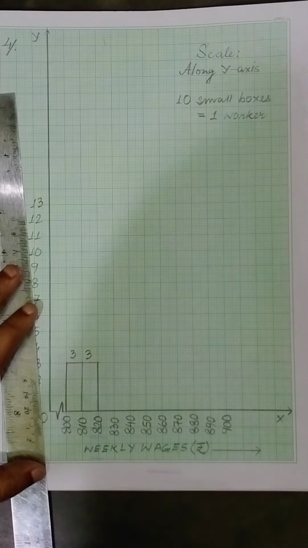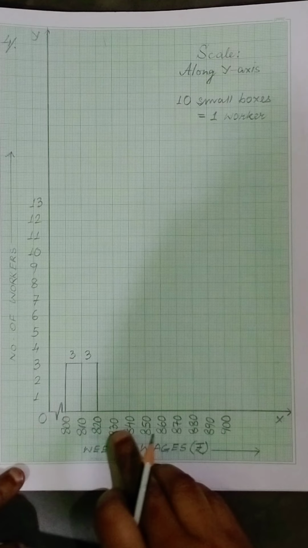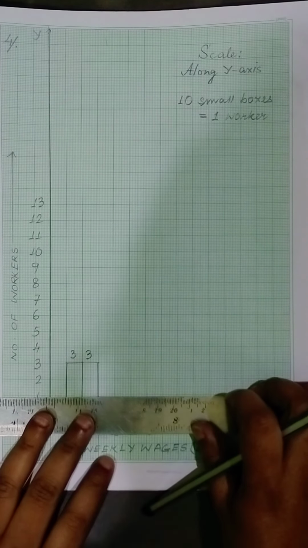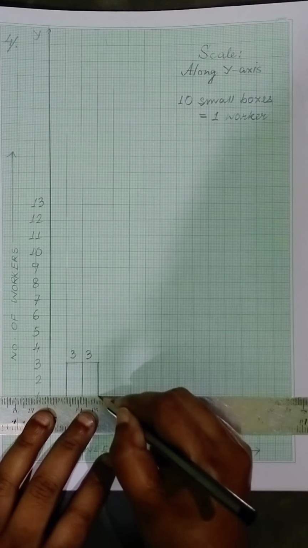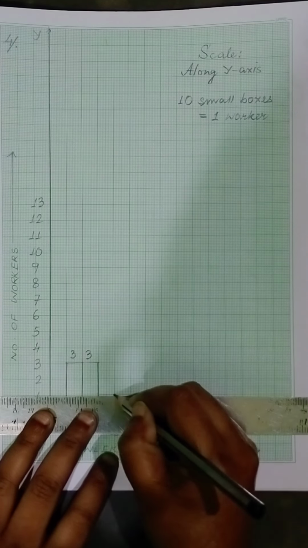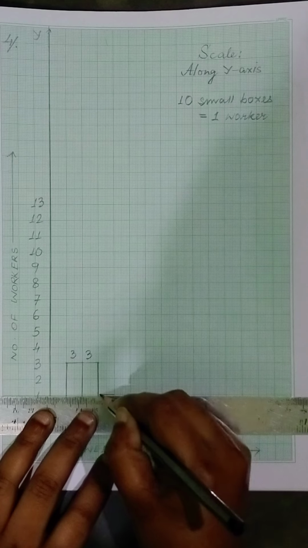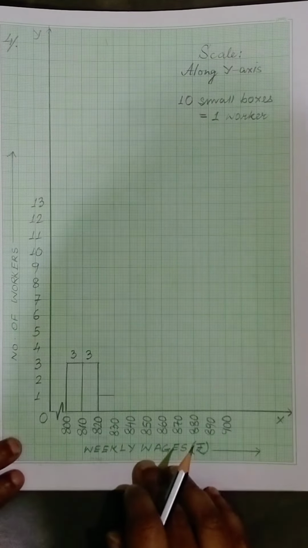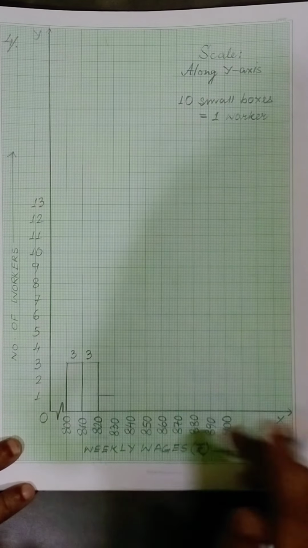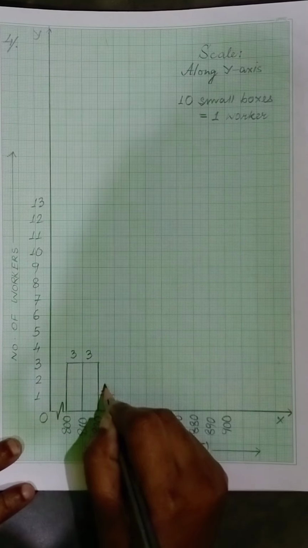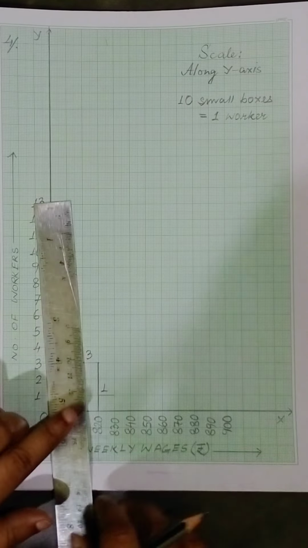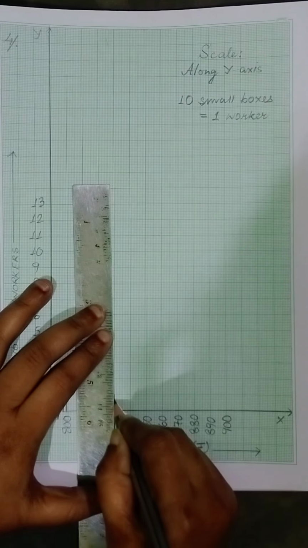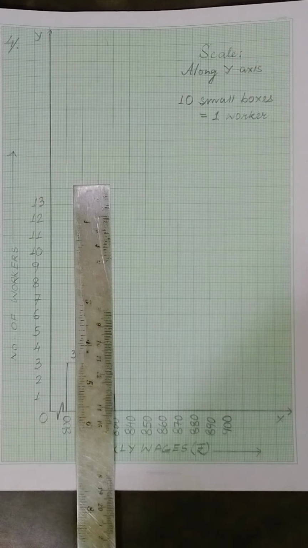Then next class interval, 820 to 830. Got it? Why are we not getting any gap between the bars? In the histogram there is no gap. This type of histogram is because it is continuous class interval. Discontinuous class intervals are also there. You will be getting it in the higher classes. The frequency is 1 here. So here 1. In this way, we will draw the graph. Clear? Okay. Okay then.